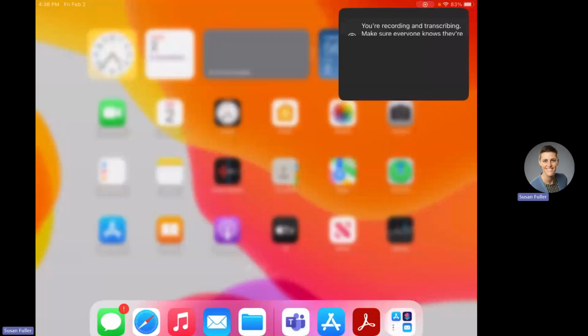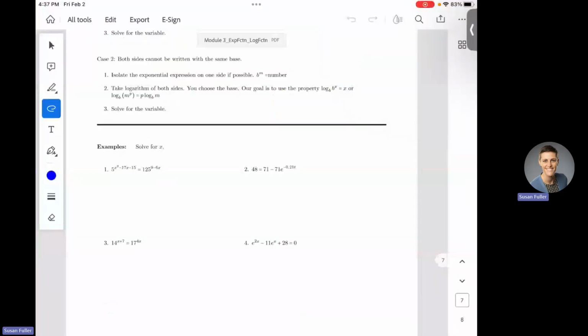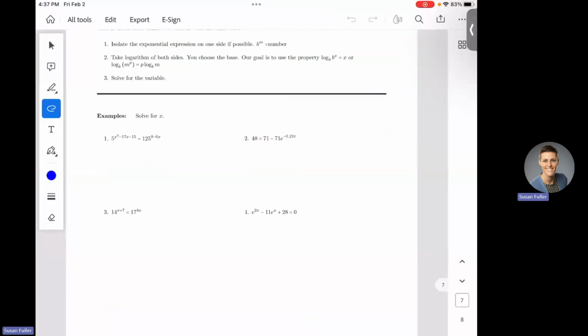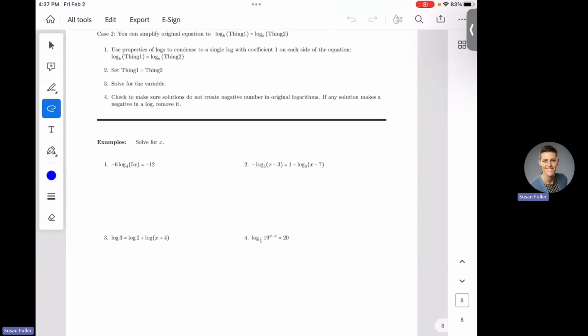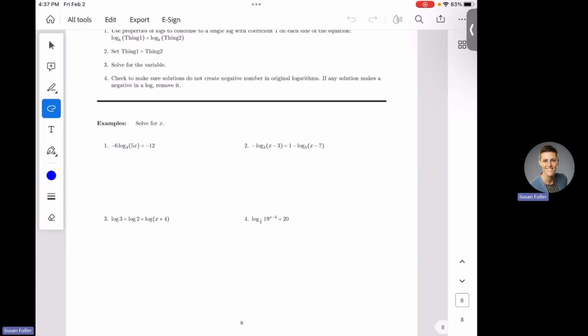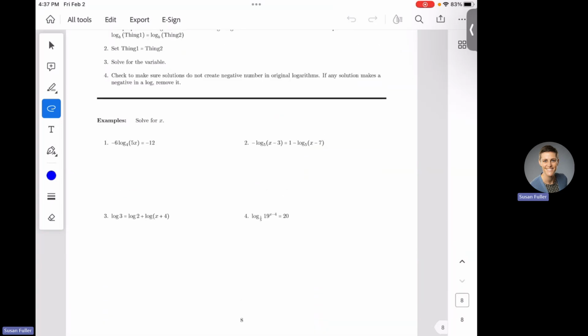Hello everyone. I just wanted to make a video for you to help you with the last few examples that we didn't get to in class in Module 3. Because we started with logs in class, I just think logs are a little simpler for our brain to deal with. So that's why I started with it in class, and that's why I'm going to start with the logs today in this video as well.